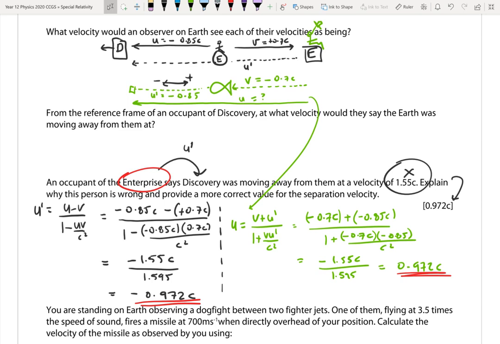U prime is from the bloke that we called V. So U prime is, how does this guy over here observe that guy? Now, let's flip it. Let's call that V, let's call that U. In which case, U prime would be, what does this guy see of that guy? As an activity, you could do that, and instead of getting minus 0.972, you get plus 0.972.